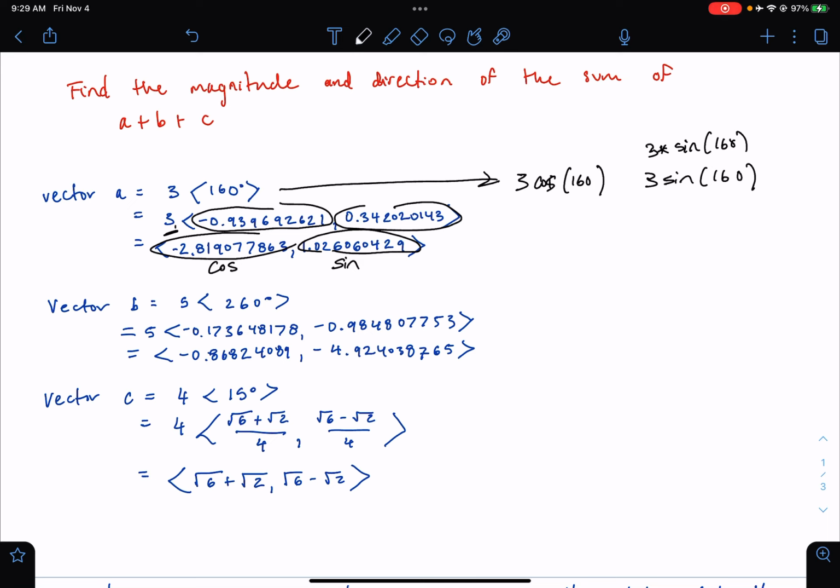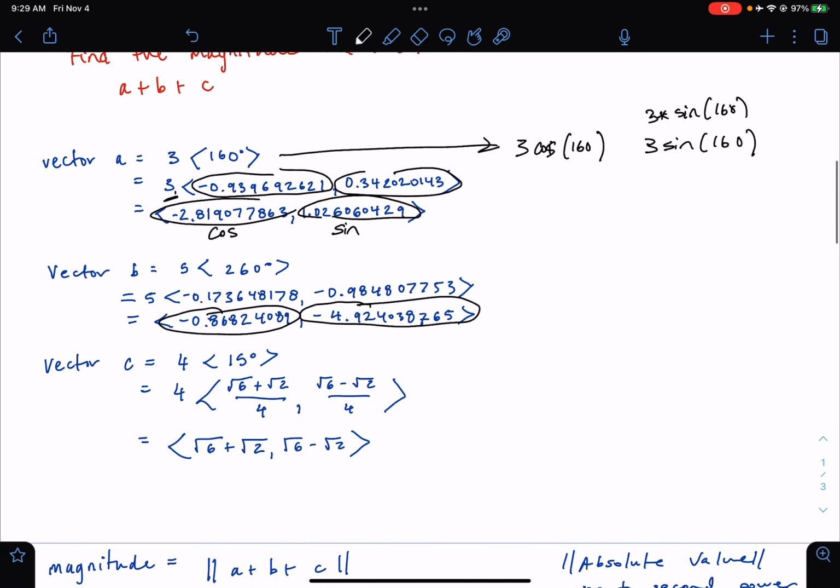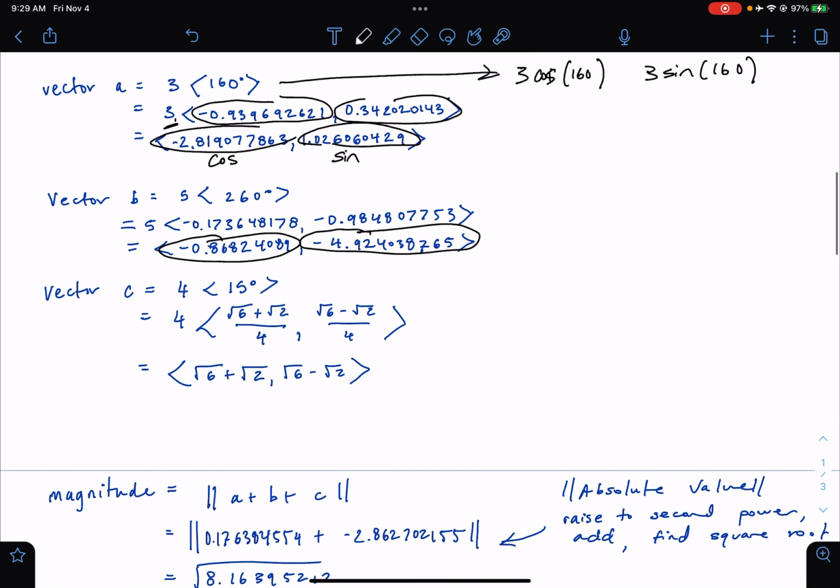So for vector B, I did 5 times the cosine of 260 to find this number, and then 5 times sine of 260 to find this number. And then for vector C, the same thing. I got radicals. 4 times the cosine of 15 is equal to the square root of 6 plus the square root of 2. And then the sine is the same thing with a minus sign.